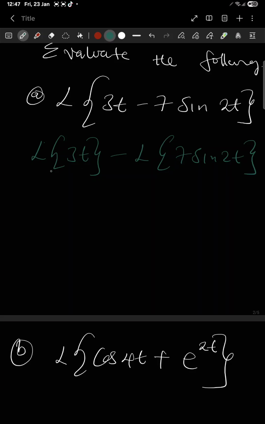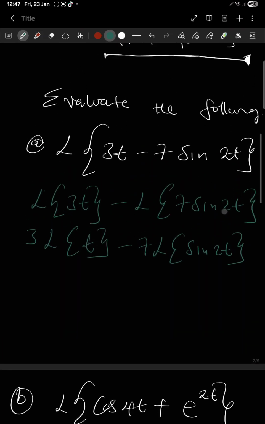So to do that, you can simply say this is the same as 3 Laplace of t. So you remain with a t there. Then minus Laplace, you come here. What is our constant? Our constant is 7. So you say 7 is our constant, and then you remain with Laplace of sine 2t, like that. Now, to finish this out, what you can simply do is relate what is left inside the brackets with the transforms that you know.